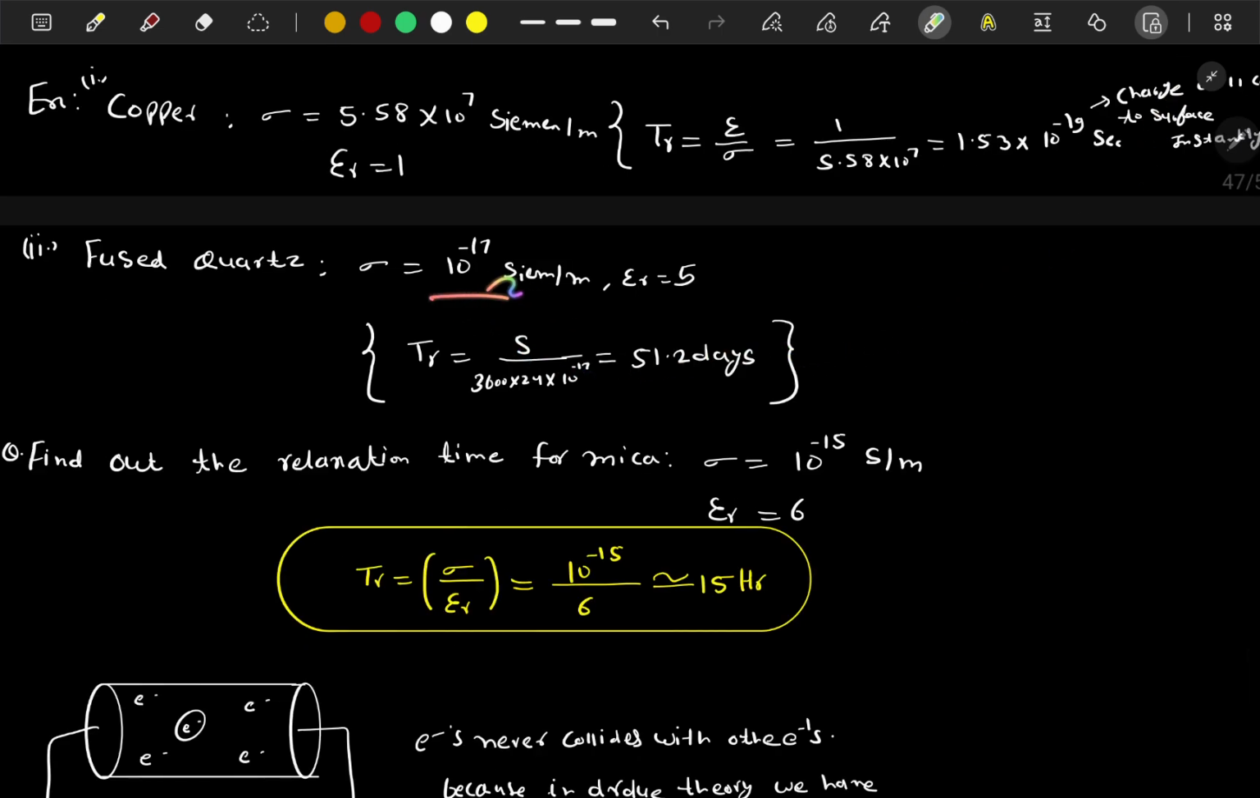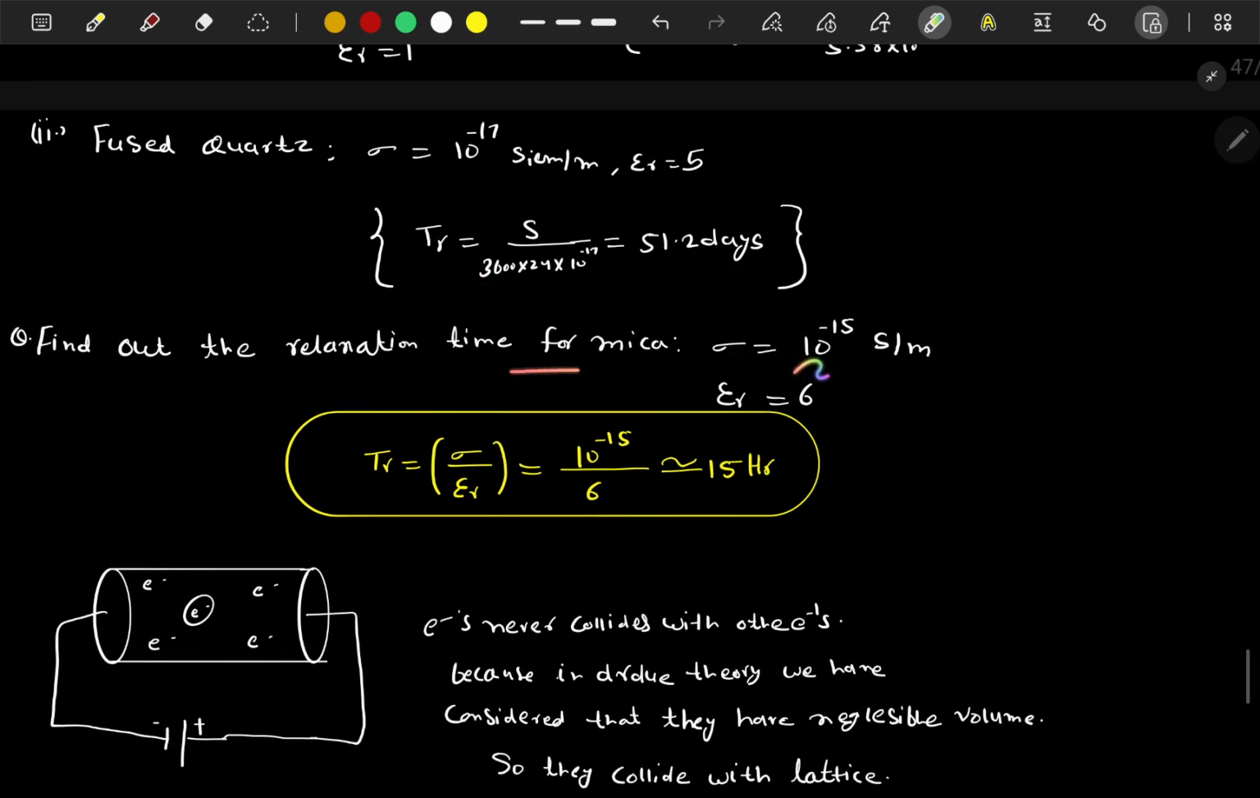Now for fused quartz, sigma is 10 to the power minus 17 Siemens per meter, epsilon_r is 5. So relaxation time will be, we will solve this, 51.2 days. Find out the relaxation time for mica. Hope you are able to listen to my voice. Sigma is 10 to the power minus 15 Siemens per meter, epsilon_r equal to 6 for mica. So we are getting approximately 15 hours.